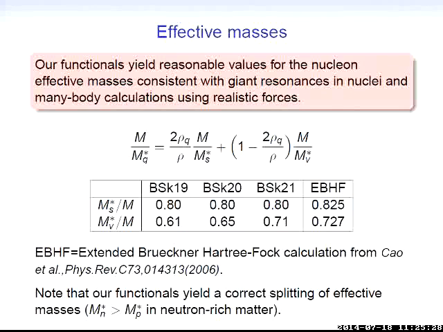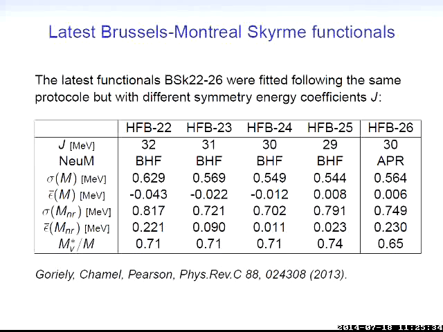Maybe I can just show a summary for the most recent ones, for different values of the symmetry energy, as a result of the mass fit. You can see that this seems to favor a value of J between 29 and 30 MeV. Also, if you look at the most neutron-rich nuclei, this is what seems to come out.